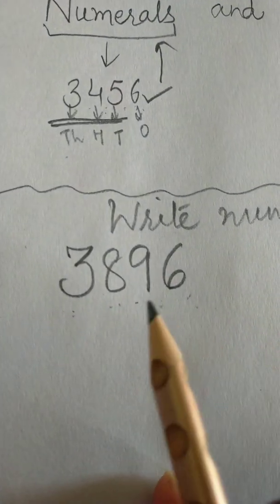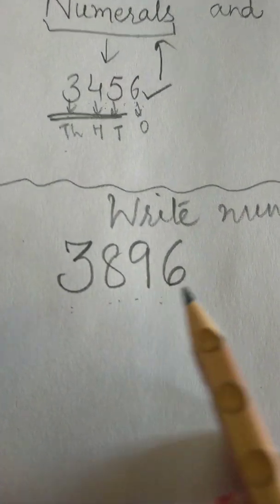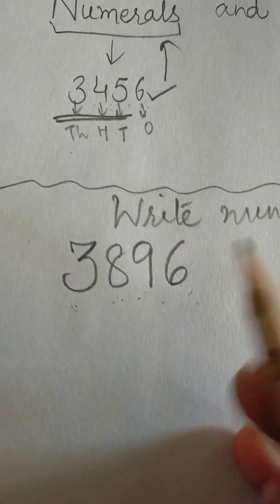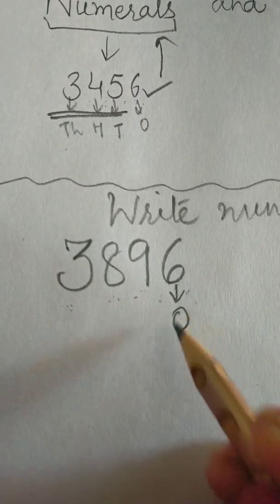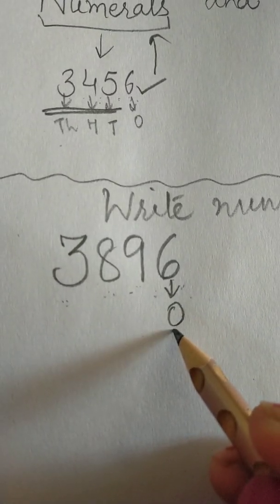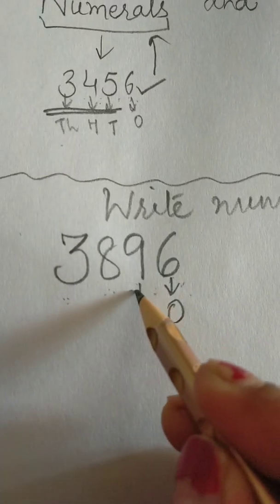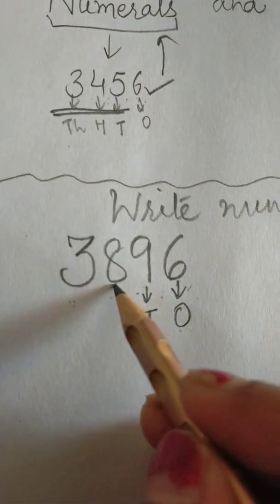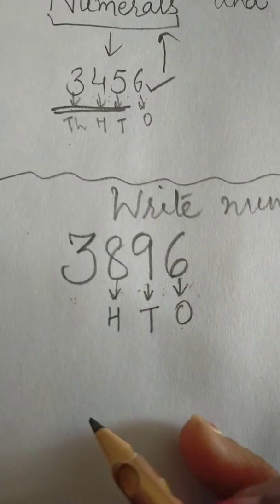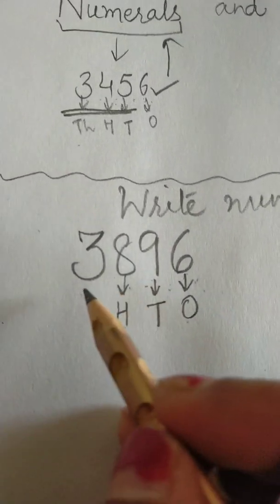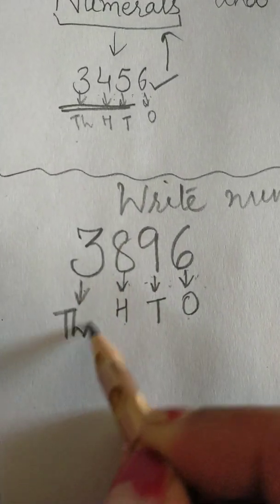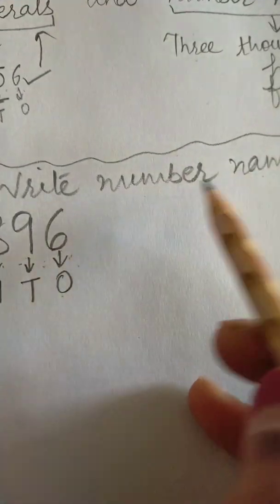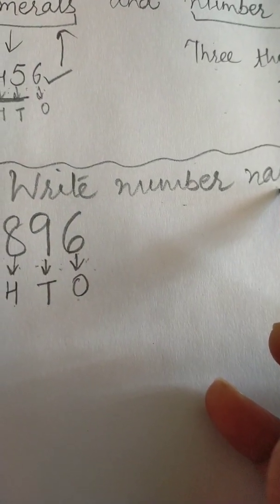First of all, your first step will be that each digit has to be identified according to its place. 6 is on which place? Ones place. For ones we can write short O only. This is tens place, we can write only T. This is hundreds place, we can write H. And this is thousand place. Number names means we have to write in English alphabets.